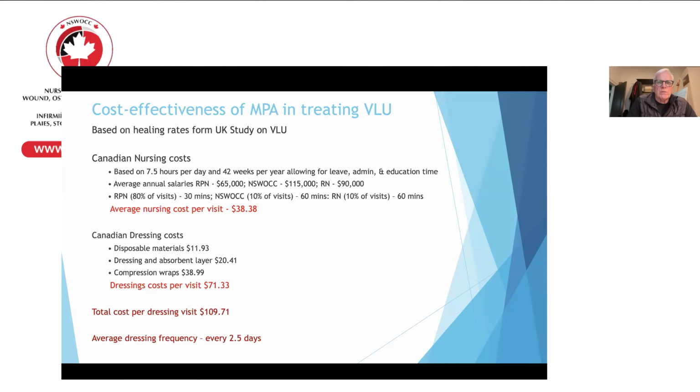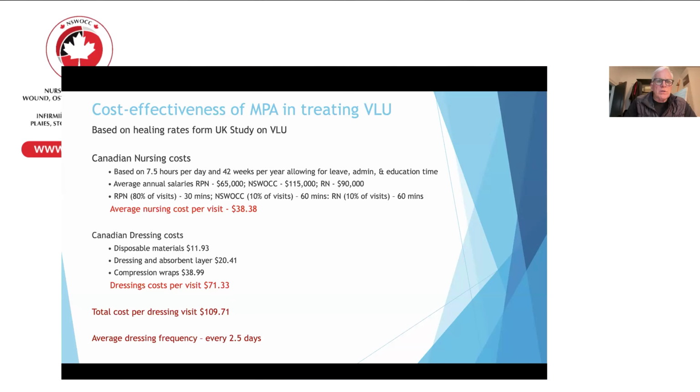depending on the level of nurse, whether they're an RPN, an RN, or an NSWOCC. And different amounts of time are used for different nurses. More commonly, it's the RPN doing most of the treatment, with NSWOCCs or RNs being there as less frequent attendances. We also factored in that their active time of seeing patients roughly equated to 42 weeks per year. This is allowing time for leave, administrative time, and education time.